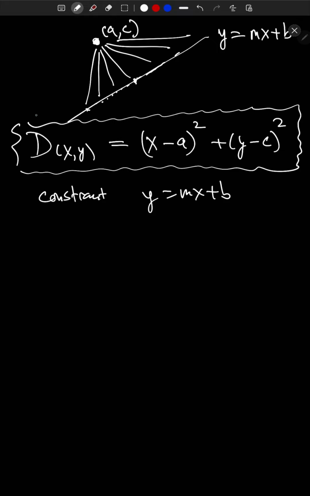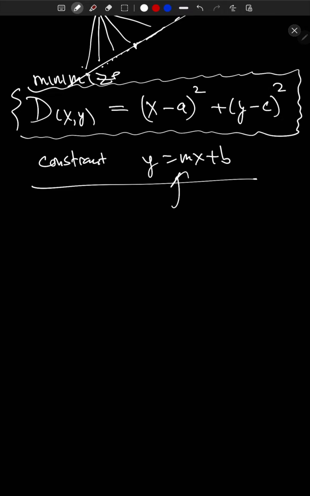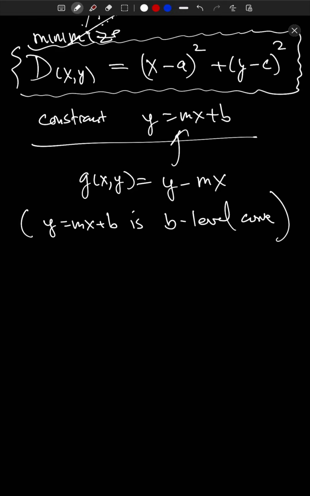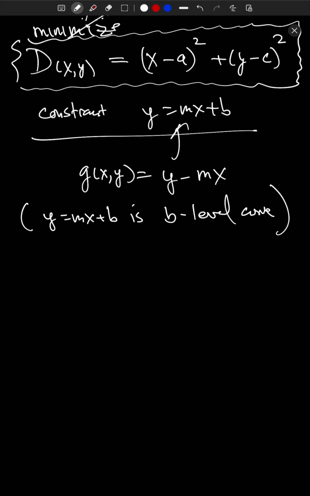And again, we want to find the minimum. Minimize d subject to this constraint, right? So immediately, Lagrange multipliers. I'm going to represent the constraint with g(x, y) equals y minus mx, for example. In which case y equals mx plus b is the b level curve. Again, because if I stick b in here for g, I'm going to get y equals mx plus b.